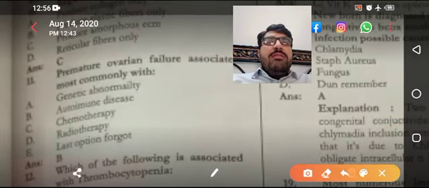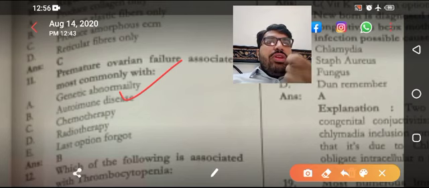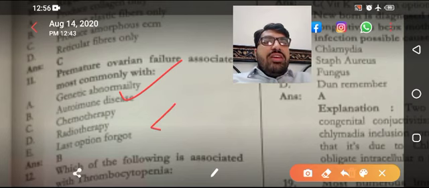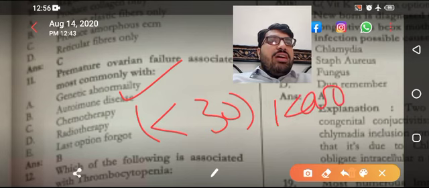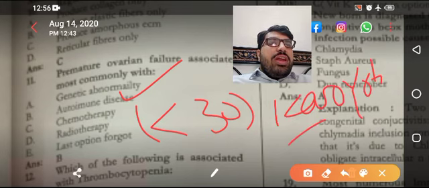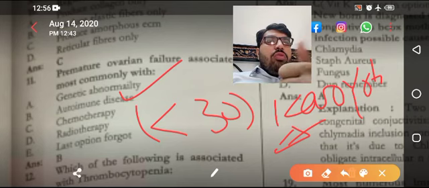Premature ovarian failure is most commonly associated with autoimmune disease. But in the absence of autoimmune disease and the age is less than 30, what would you do? Karyotype. There is an MCQ on this, and I already discussed it in detail. You are excluding which syndrome? Turner syndrome or Y mosaicism.